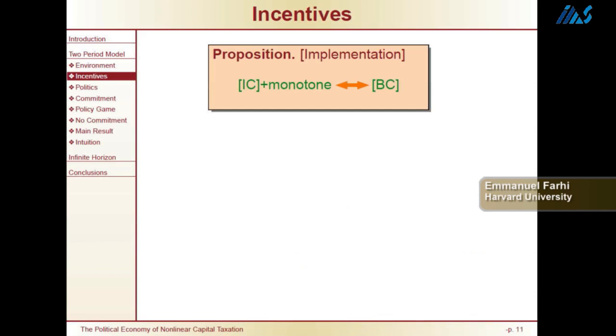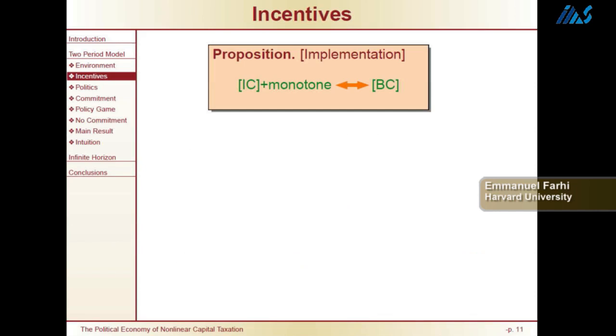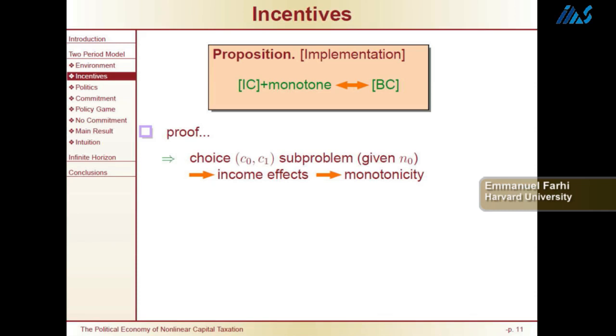So let me prove a version of the taxation principle, which is that I can decentralize allocations that satisfy incentive compatibility and another condition with an implementation like this. The idea is that if I have any allocation that's incentive compatible and monotone, in the sense that I'll make precise, then I can implement it with nonlinear taxes on labor and capital. Let me try to give you an idea about the proof. So we have an allocation that's incentive compatible and monotone.